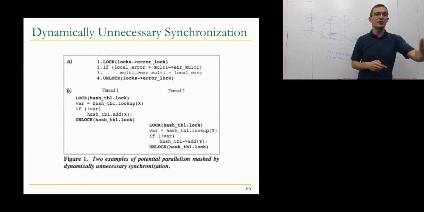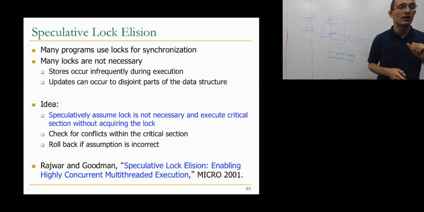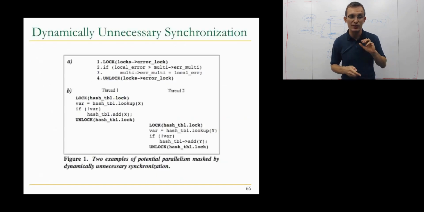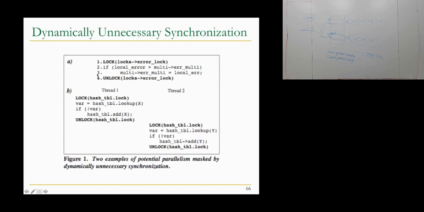That's the idea. So these are actually from the paper, and the idea is described in the Rajwar and Goodman paper on speculative lock elision, enabling highly concurrent multi-thread execution. This is one of your required readings. And this shows dynamically unnecessary synchronization here, the two cases. Here, one example is you have lock and unlock, and the update is protected by an if condition, and if the condition is not usually satisfied, that means this critical section is usually not necessary.